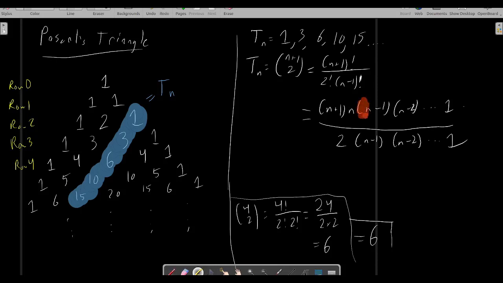Crucially, the numerator and denominator contain the exact same terms from 1 up to n minus 1. The numerator simply has a few extra terms on top of that. We can cancel off all of the common terms, and our triangular number formula simplifies to n times n plus 1 divided by 2. Great, let's write some code.